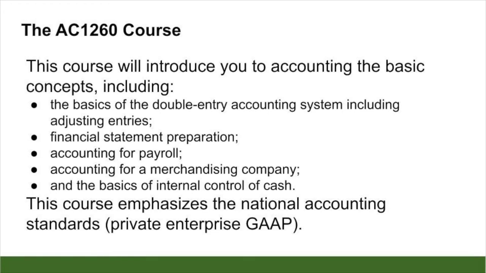The course really emphasizes something we call the National Accounting Standard, or generally agreed upon accounting principles. These are basic rules that all accountants use in order to measure the health of a business. And we need to have those basic rules so that we can compare apples and apples. So we need one company using the same set of rules that another company uses in order to be able to compare the two companies.